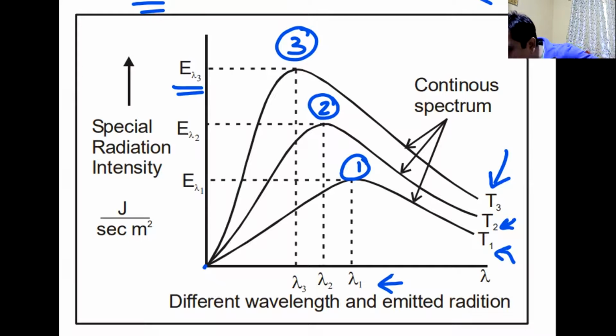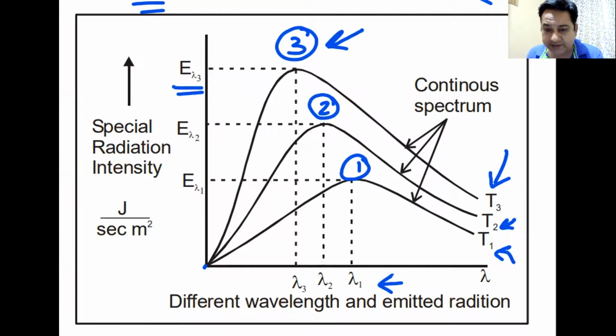Yes, now I can see your fingers, and I think T3 is what you are saying. Yes, that is correct. T3 is the highest temperature. T3 is the highest temperature, followed by T2 and followed by T1. So this is the first thing. This is the highest temperature.